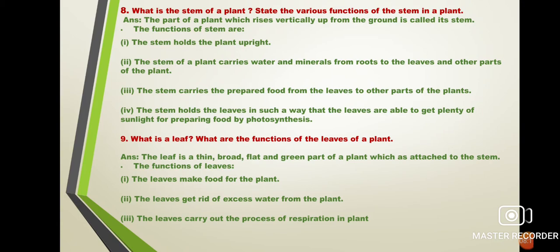Number 1, the leaf makes food for the plant. That means photosynthesis is being carried out. Number 2, the leaves get rid of excess water from the plant. That is transpiration. Transpiration takes place from the surface of the leaf, from the stomata which is present in the leaf. And number 3, the leaves carry out the process of respiration in plant. That is the exchange of gases. It occurs on the surface of the leaf only via stomata.